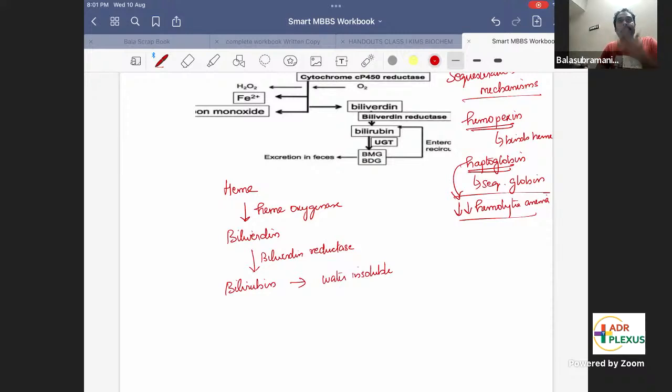So the bilirubin, which is broken down from the heme, comes out as a water insoluble molecule, but we need to excrete that. If we don't excrete that, the bilirubin is going to be loaded up in the body. It is going to cause a disease called jaundice. We don't want that to happen. So we try to convert this water insoluble bilirubin into a water soluble bilirubin. How is that done? It is done by a process called conjugation.